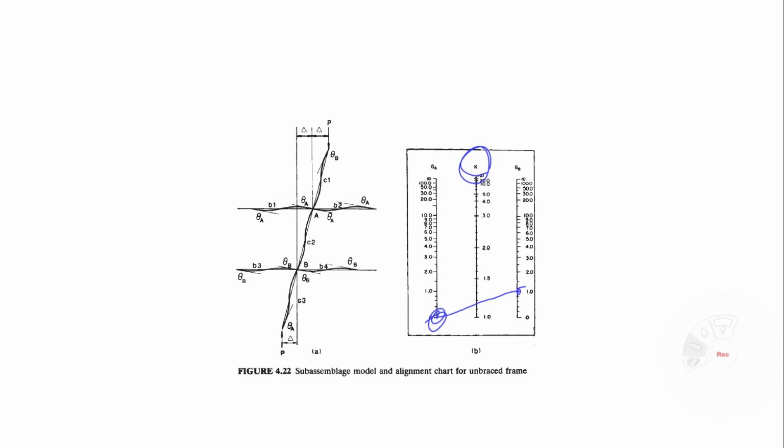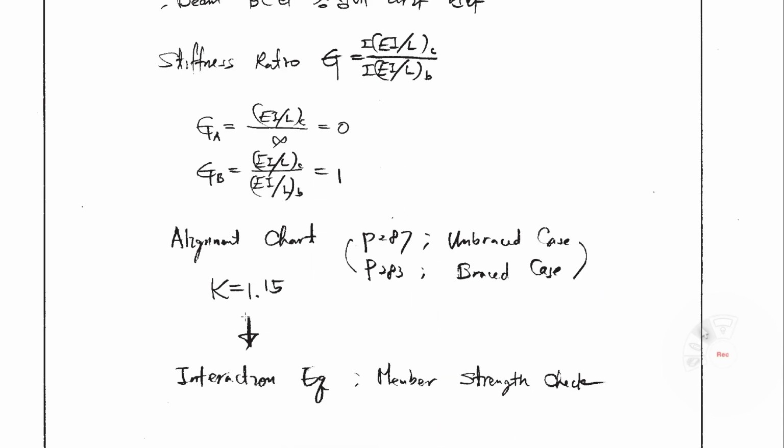So it is 1.17 something. So if we calculate GA and GB, then from this chart, you can get the K factor by connecting these two values. That is the method. Then going up, K equals 1.15. If you use a scale, then you can get a more accurate value from the alignment chart. If you get this effective length factor, you can do the member strength check, column strength check, using the interaction equation provided by the design code. That is the procedure.